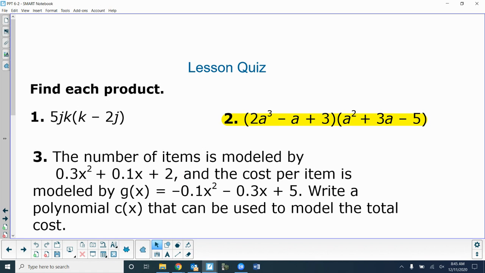How many terms for this warm-up problem? Nine to start. Then it might end up with six when you're all done.